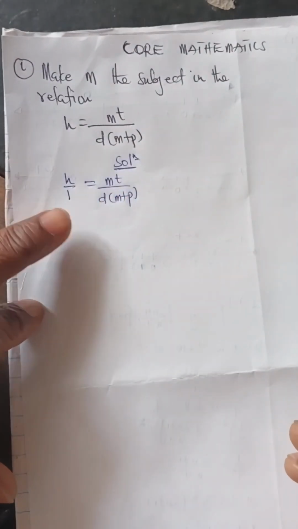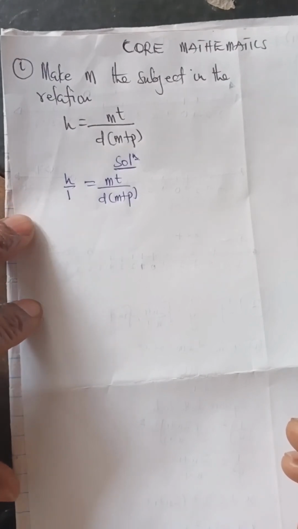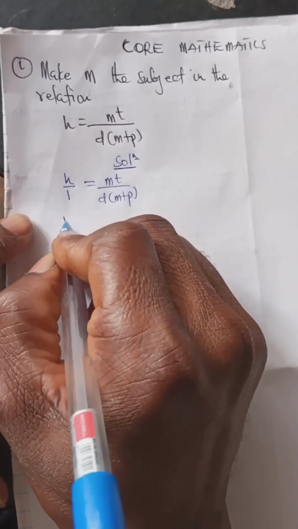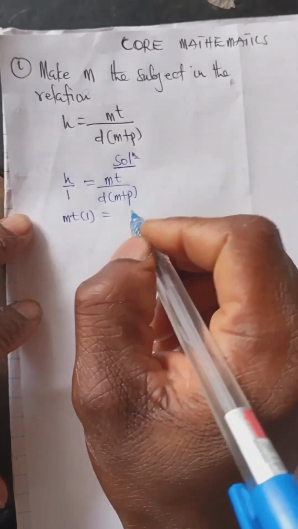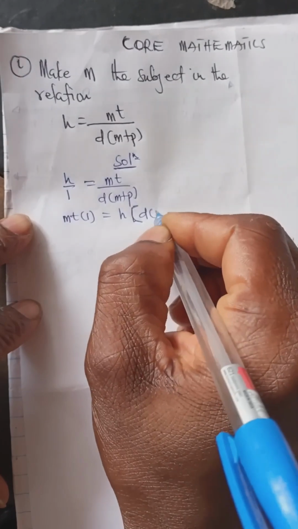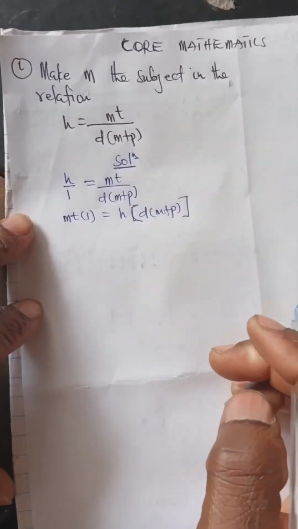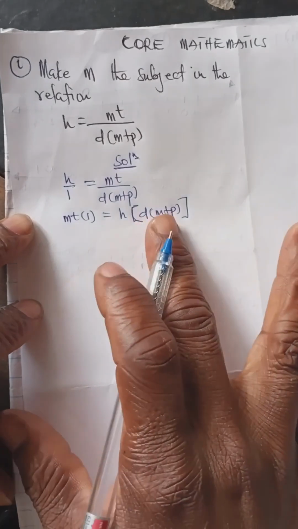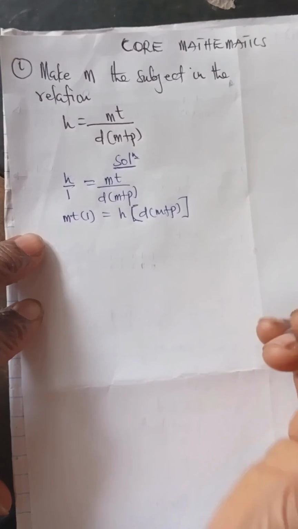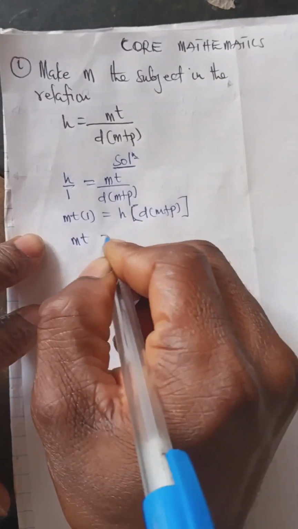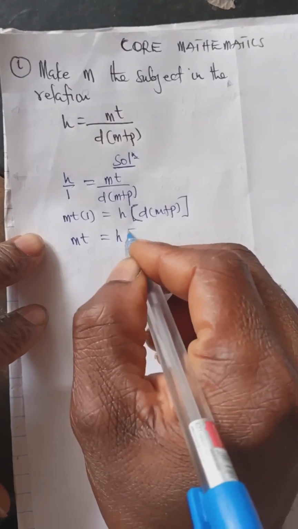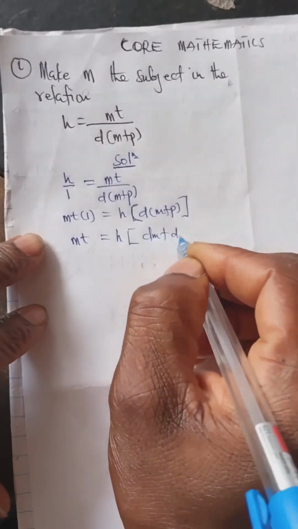So we can now cross multiply so that we have two separate terms. By cross multiplication, I get MT times 1 is equal to H into bracket D into bracket M plus P. Because I want to make M the subject, I have to expand this side. So MT times 1 is going to be MT, which is equal to H times D(M + P), which is H into bracket DM plus DP.